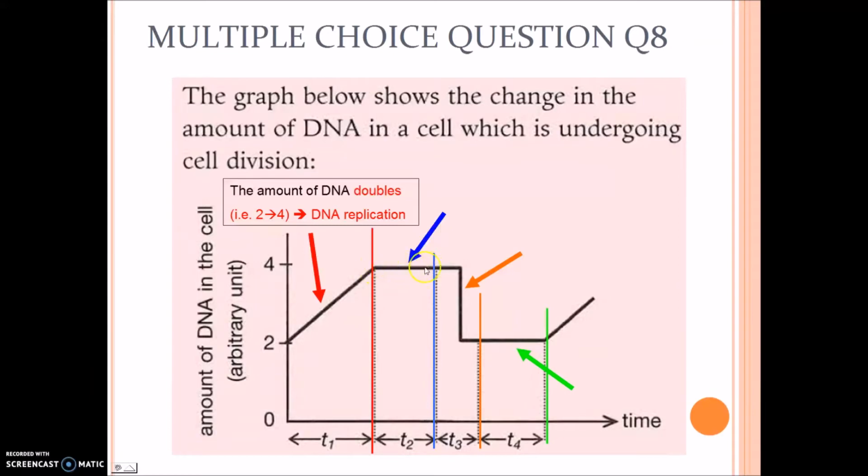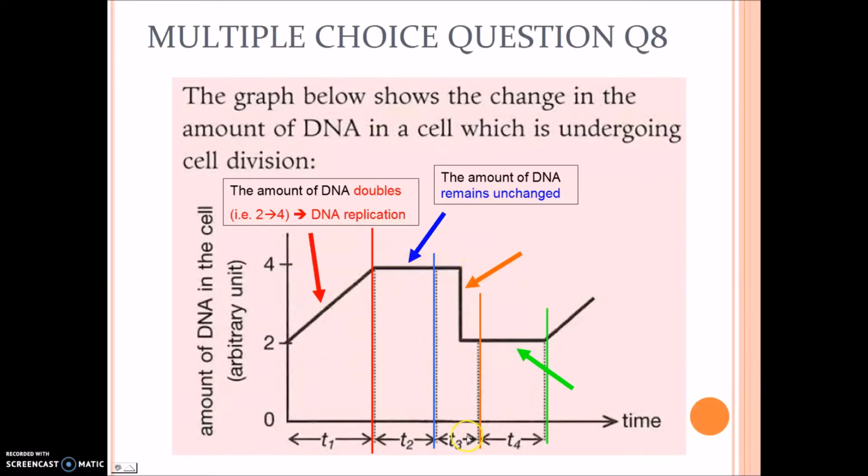And for the blue part, the T2 part, you can see that the amount of DNA remains unchanged. After duplication, the cell is going to divide itself. After the first part, which should be the interphase, we need to move on to maybe the prophase, metaphase, anaphase, or telophase. So the point is which phase is happening in T2.